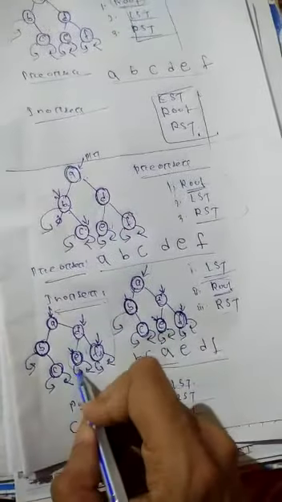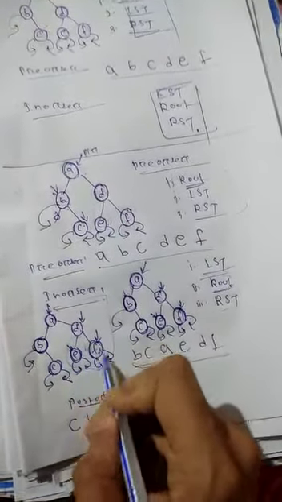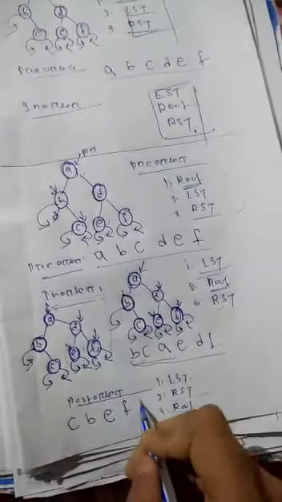Then F will be printed. Then go to D. For D, all the left subtree is covered and all the right subtree is covered. Then D will be printed. Then again return to A.